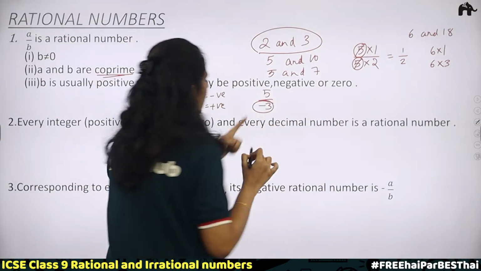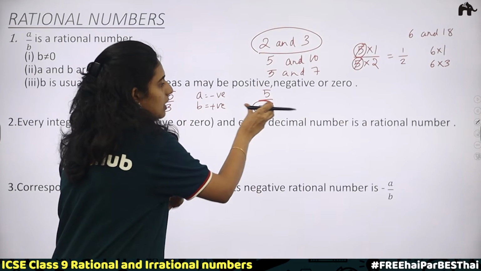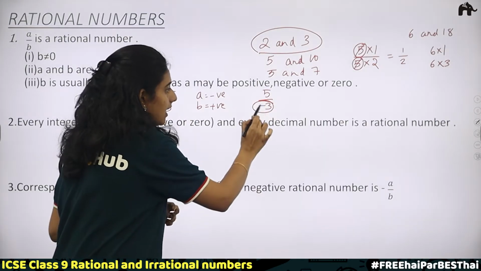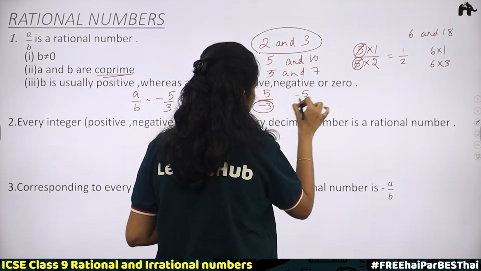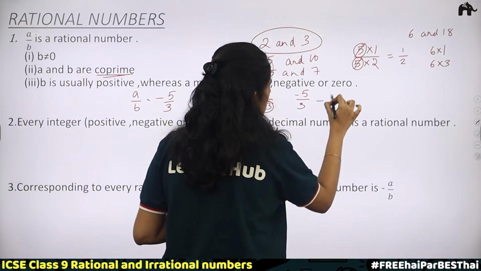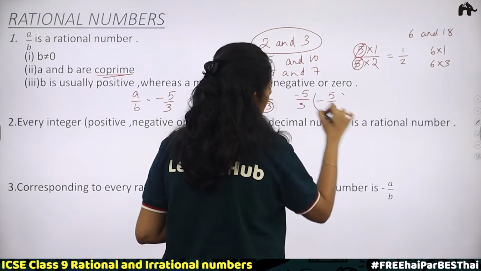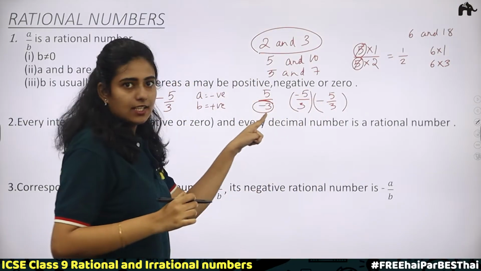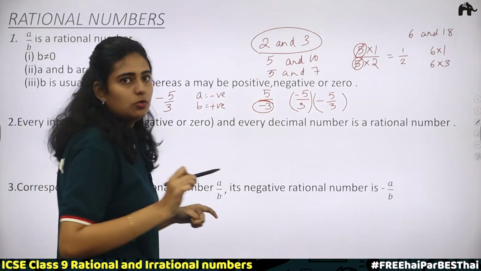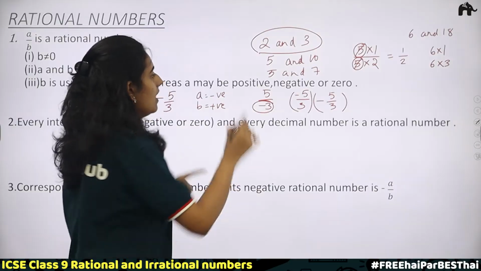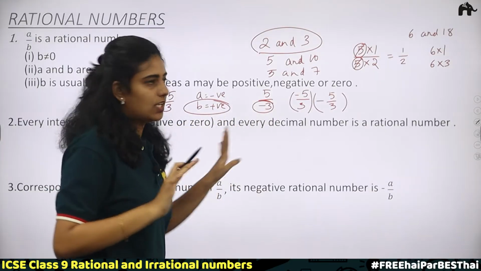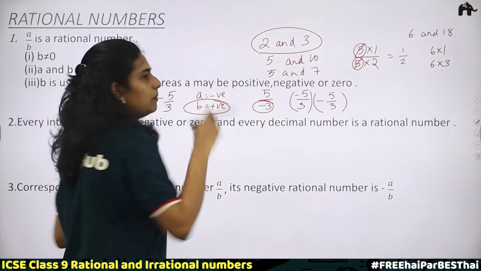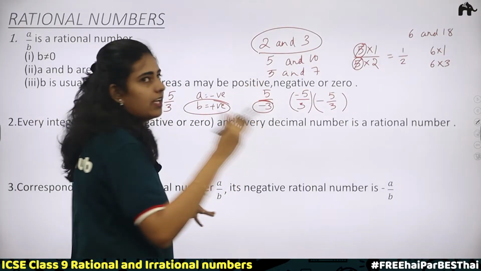Usually when you have a negative sign in the denominator, you won't keep it there. You can take that negative sign to the numerator. That is, you can write this as minus 5 by 3 or minus of 5 by 3. Both these are the same. If there is a negative sign in the denominator, it can be taken to the numerator. That's why we say that B is usually positive. B cannot be 0, that is sure. And A can be anything. That is, it can be positive, negative or 0.